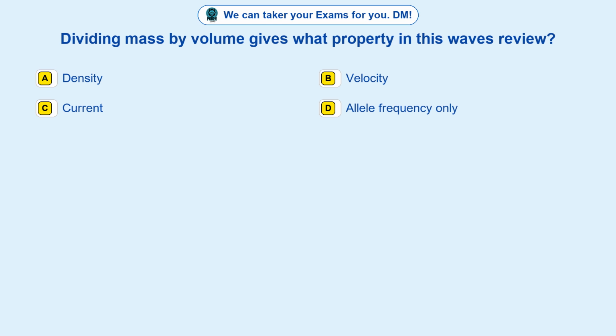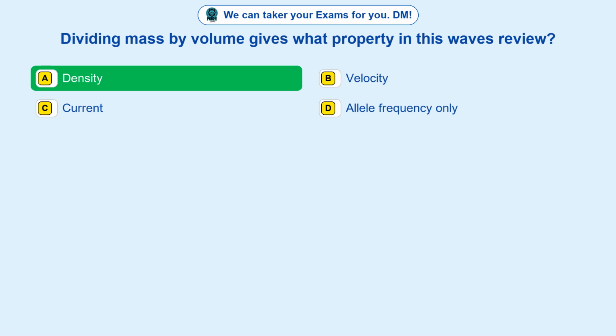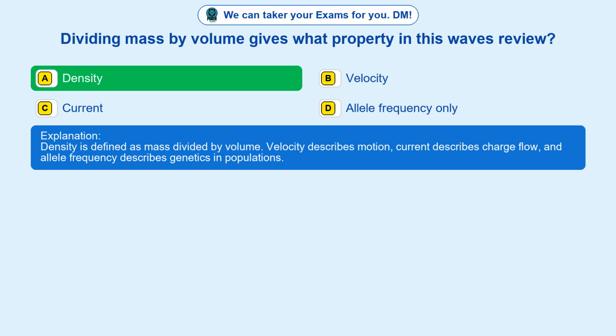Question 78. Dividing mass by volume gives what property in this waves review? Option A, density. Option B, velocity. Option C, current. Option D, allele frequency only. The correct answer is option A. Density. Density is defined as mass divided by volume. Velocity describes motion, current describes charge flow, and allele frequency describes genetics in populations.